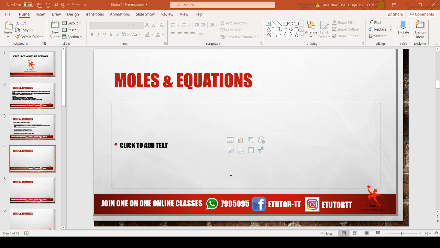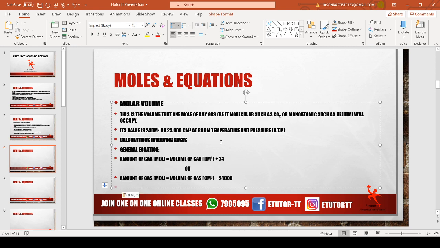Let's move along. This is an error. This is in centimeters. So this is basically what you'll be seeing here. So as I said, 1 mole, whether it be molecular or monatomic, occupies 24 dm cube at room temperature and pressure. So that's how you'll work out how many moles. To find the moles of gas, you have the volume of gas divided by 24 if it's already in dm cube, or 24,000 if it's in cm cube.